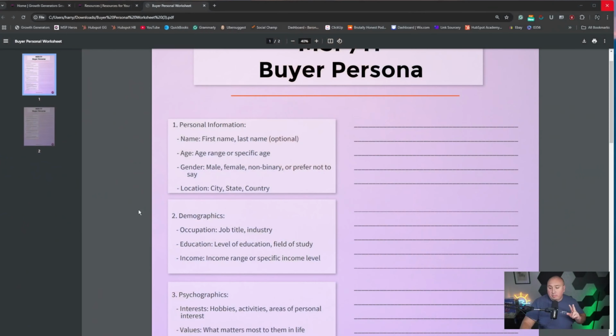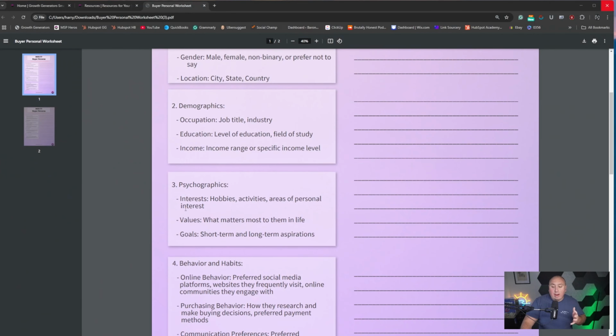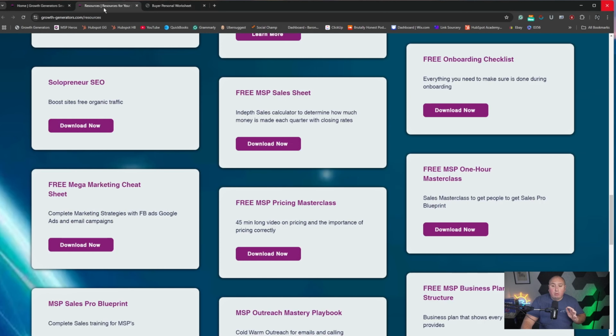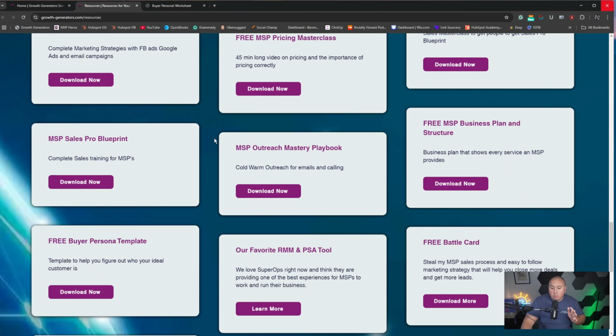Now, this is all covered in the buyer persona. There's a second page to the buyer persona. I would highly recommend going and grabbing it. And most importantly, right, where do they actually hang out? And the second page is also full of goodies. Once again, growth-generators.com/resources. And you can see here the free buyer persona template. Also, links down in the video description for that.